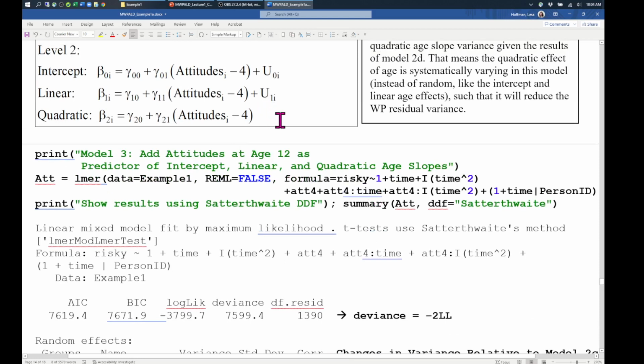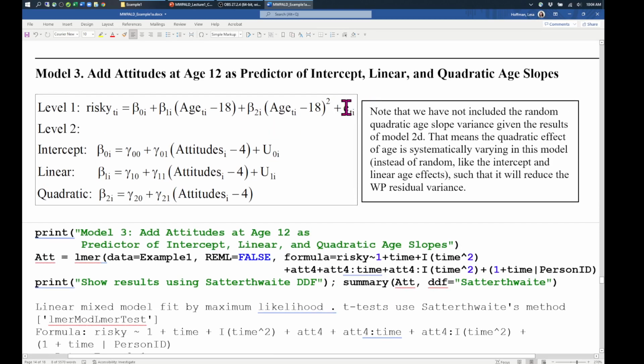It's because there's no u here. The rule is a time-invariant predictor explains the u variance in its row. If it's not there, the only thing left for it to explain is e. So the interaction of attitudes by time squared can indeed explain e, even though attitudes by itself cannot. And the term for that, I would say, is systematically varying effects. It's a middle ground between fixed, everybody gets the same, and random, everybody gets their own. We're saying you get your own systematically as a function of attitudes, but not randomly otherwise.